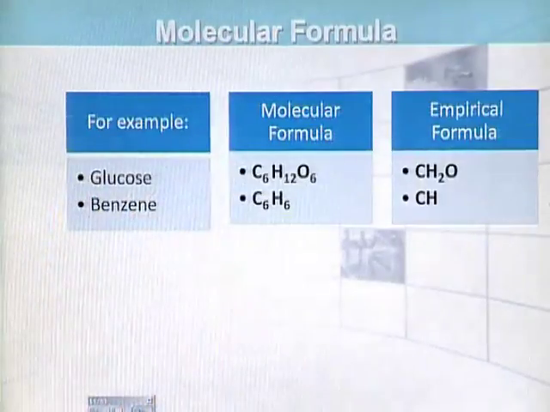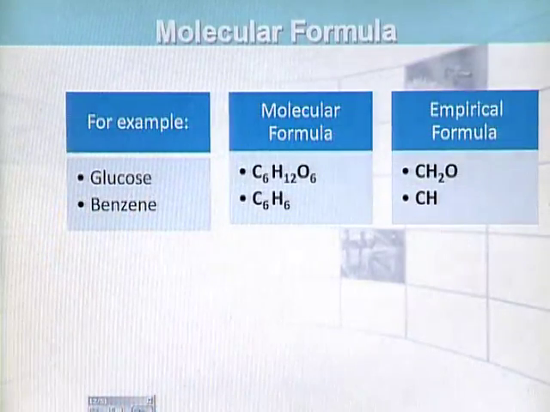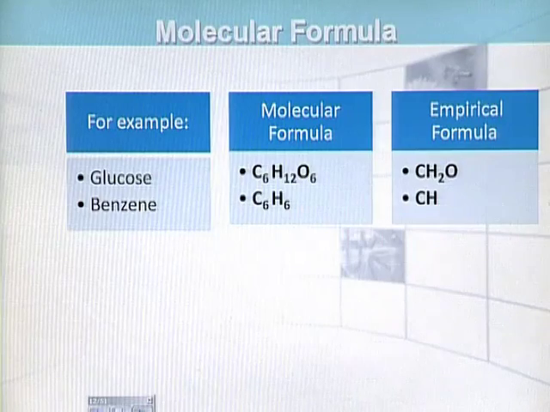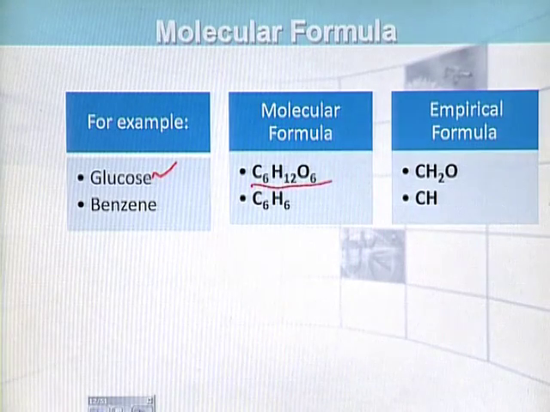Previously, we have studied about empirical formula and now we are concerned about molecular formula. Let's see what's the difference in both of them. Here we have two molecules, very famous ones. First is glucose. Glucose का molecular formula है C6H12O6. What does it indicate?